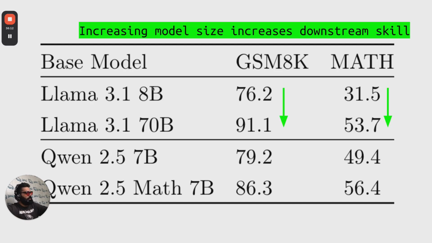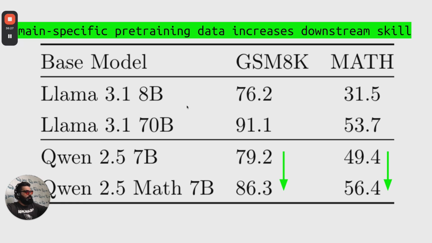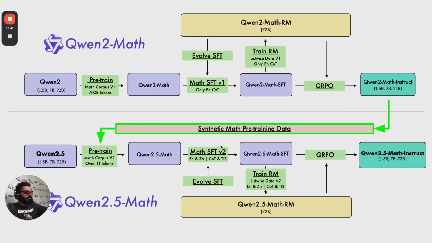So here we show that as we increase the model size from 8 billion to 70 billion, downstream skill goes up by 15% for GSM8K and 22% for math. And when you use a pre-trained model that had domain-specific pre-training data, this increases downstream skill as well. So 7 billion to Math 7 billion gives you 7% more in the GSM8K and math benchmarks. Quick screenshot from the Qwen 2.5 blog post, which shows that they have synthetic math pre-training data that they use to pre-train their model, and that generates their Qwen 2.5 Math.